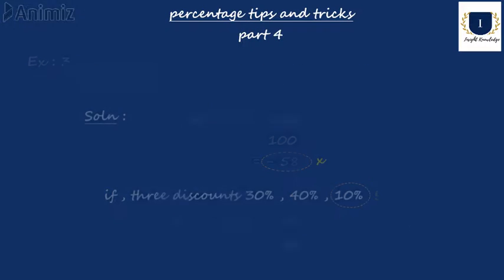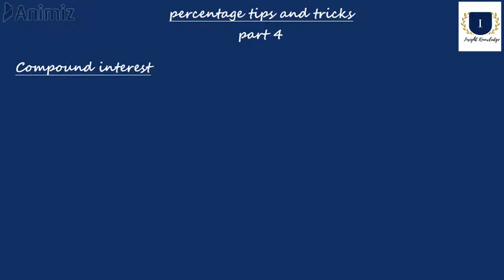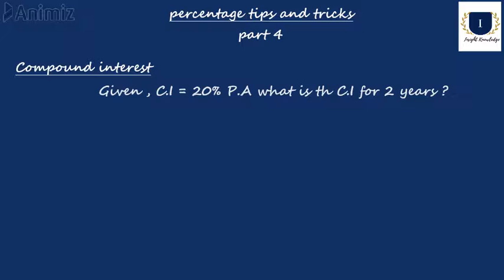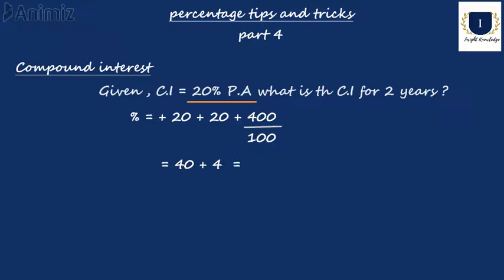Are you clear? The next thing we are going to see is how to apply the successive percentage formula in compound interest. Suppose they have given compound interest is equal to 20 percentage per annum, what is the compound interest for 2 years? Here, see students, in the question they have given 20 percentage per annum. For each year, it is 20 percentage. So, we are going to take x is equal to y is equal to 20 percentage. You got it? By applying in the successive percentage formula, percentage is equal to plus 20 plus 20 plus 400 divided by 100. By reducing, we get 40 plus 4, which is equal to 44 percentage.